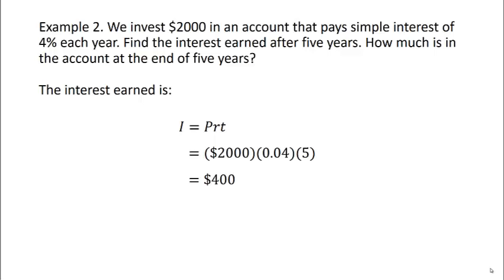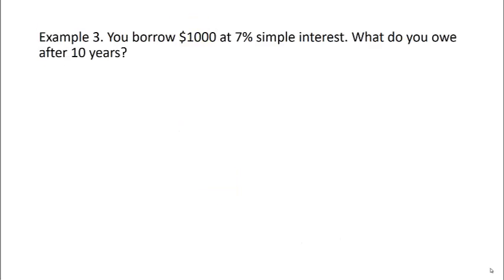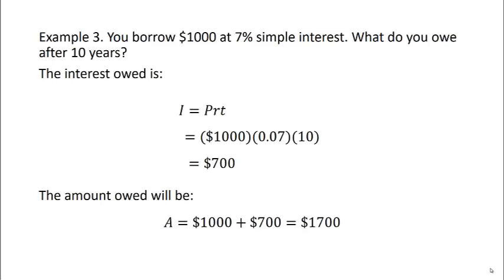Now, if we want to know how much is in the account at the end of these 5 years, we need to include the initial amount invested, the $2,000, and add to that the amount of interest earned, our $400. So the total amount in the account would be $2,400. Here's another example. You may want to take a moment to pause the video and try this one on your own. See if you get the same answer that I did.